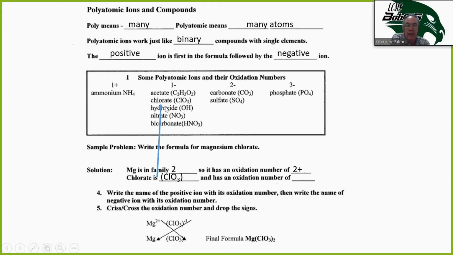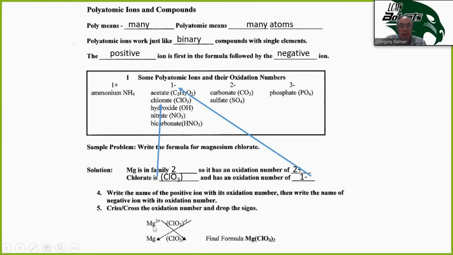Chlorate is right here. It's ClO3. And we write everything in the parentheses, and we don't mess with it. Just like it was an element symbol. You're not going to change the symbol. You don't change the letters, you just don't mess with it. So think of the whole parentheses and everything in it, just like it was a symbol. Okay? It has an oxidation number of 1 negative.